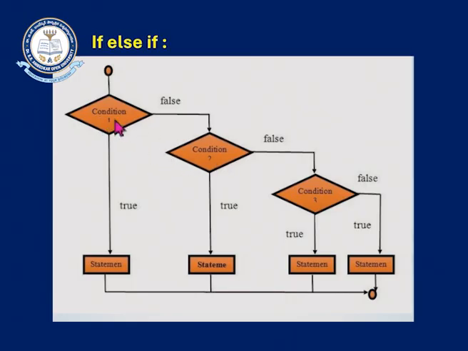Here we are checking the condition. If the condition is true, then the statements are executed. If the condition is false, I am not automatically executing the statements, but rather I am checking the condition again. If this is also false, I am checking the condition again, and then only I am executing these statements. So this is also called an if else if ladder.